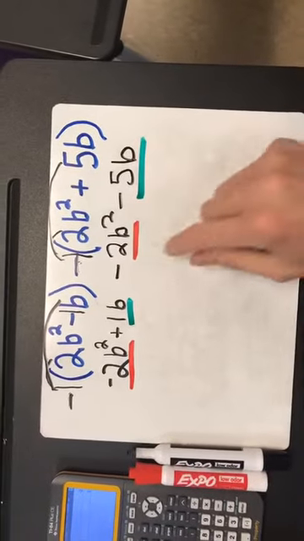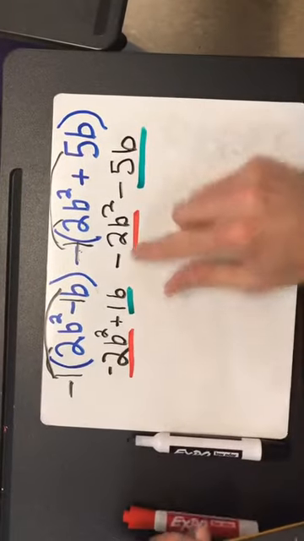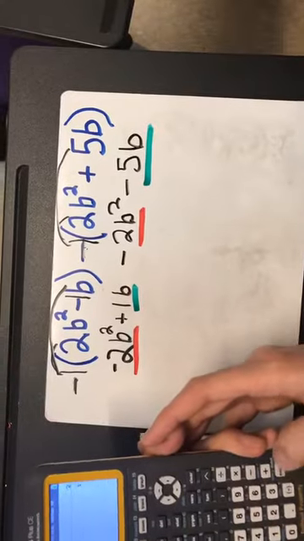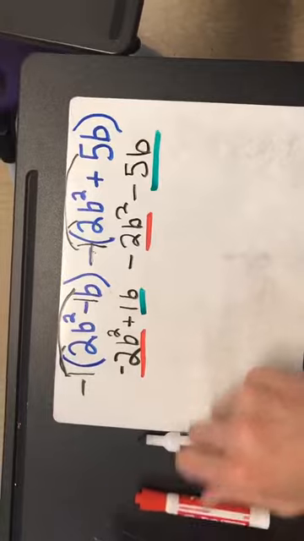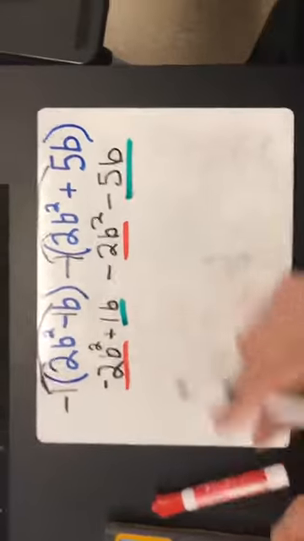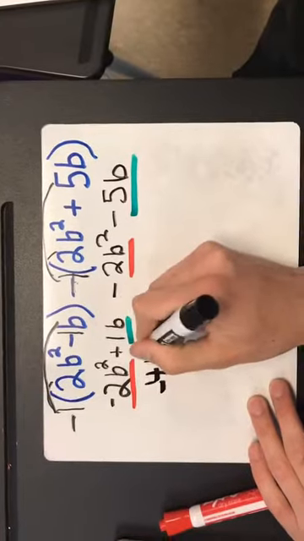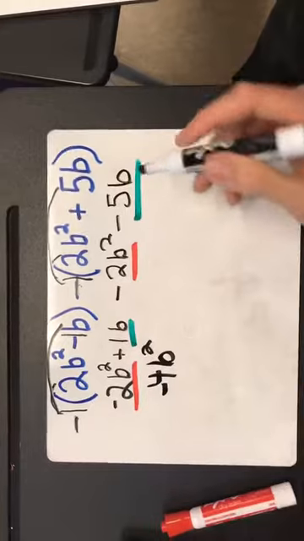So now I'm going to combine my like terms. So what I do in my calculator, I have negative 2b squared and negative 2b squared. So in my calculator, I do negative 2 plus negative 2, and I get negative 4. So that combines to negative 4, and I put the same variable with the same exponent next to that number. Then I need to combine 1b and negative 5b.